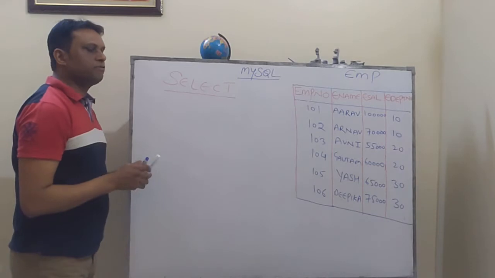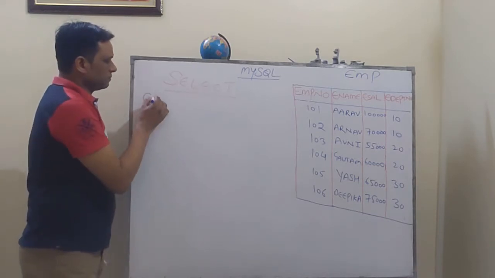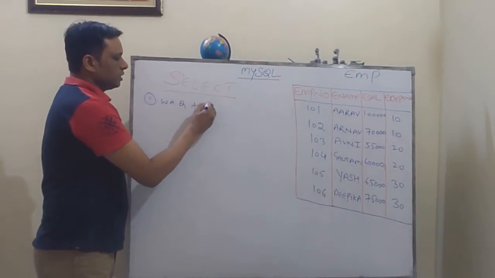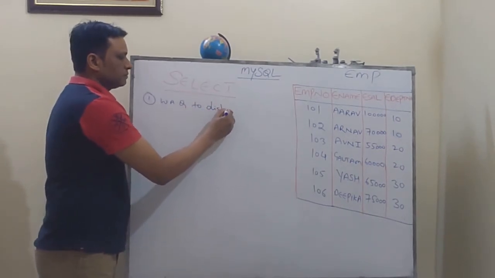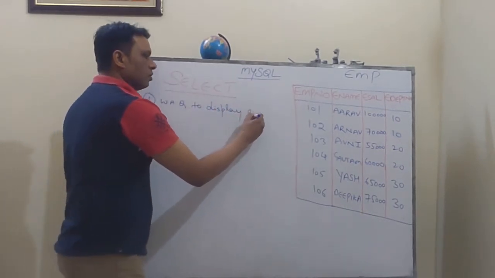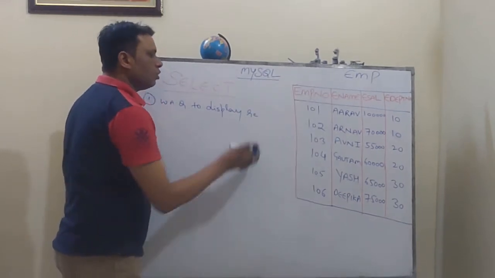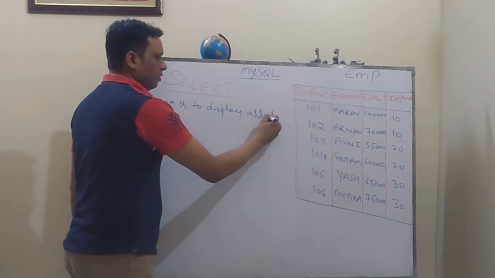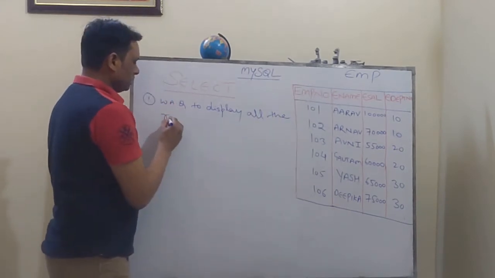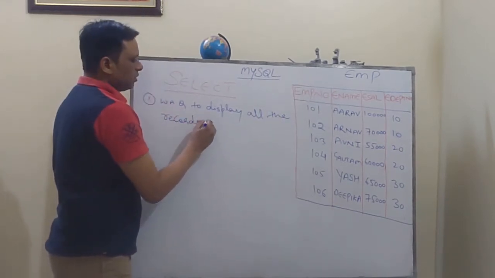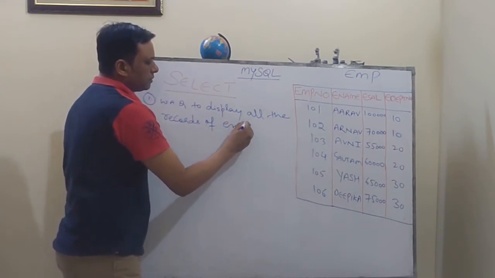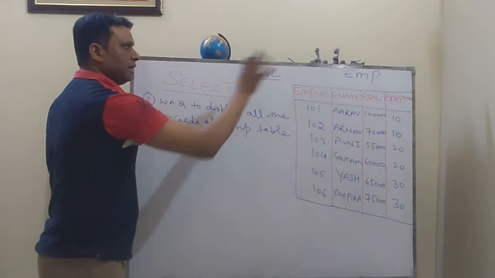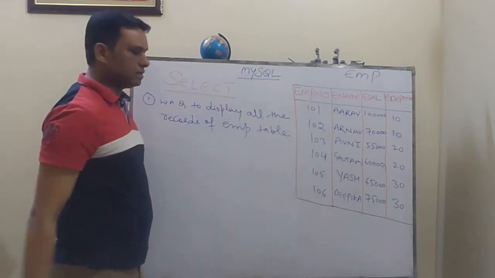So let us begin with first query. The query is: write a query to display all the records of EMP table. Here EMP is the table name which is already defined by us.